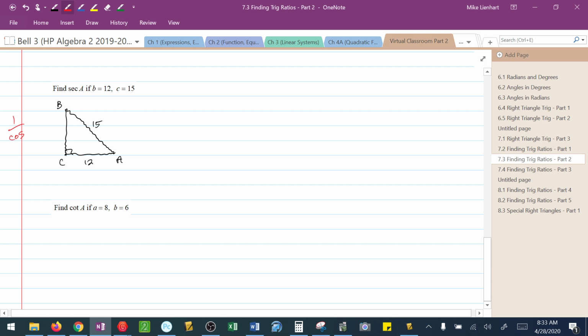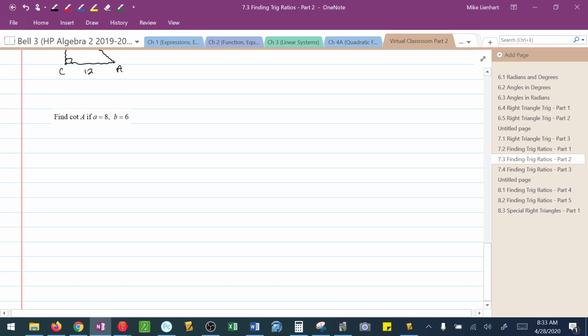I've got both of the pieces that I need. I'm ready to find the secant. The secant of A would be 15, hypotenuse over adjacent, 12. Both are divisible by 3, so this would simplify to 5 over 4. Remember, if there's just a piece that you don't know, Pythagorean theorem is how you find that missing piece.